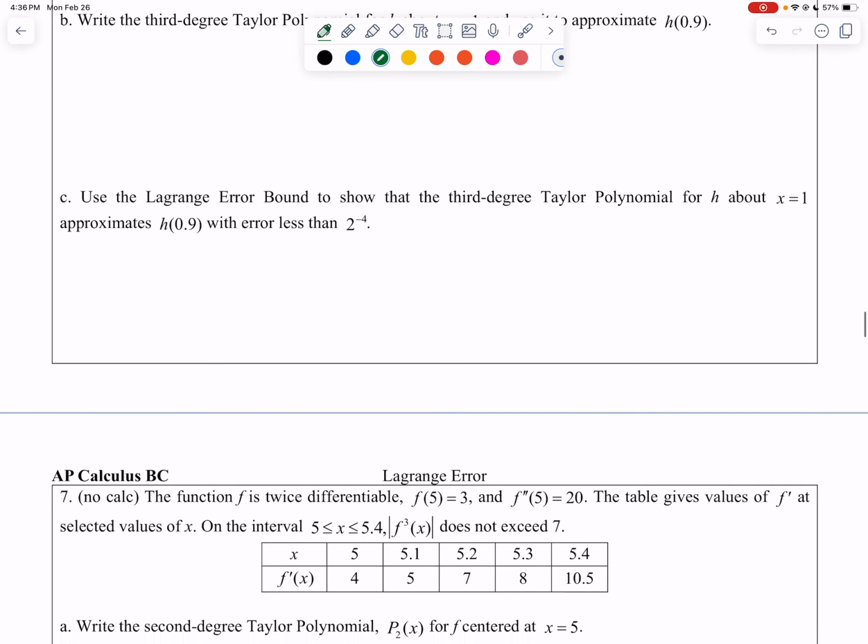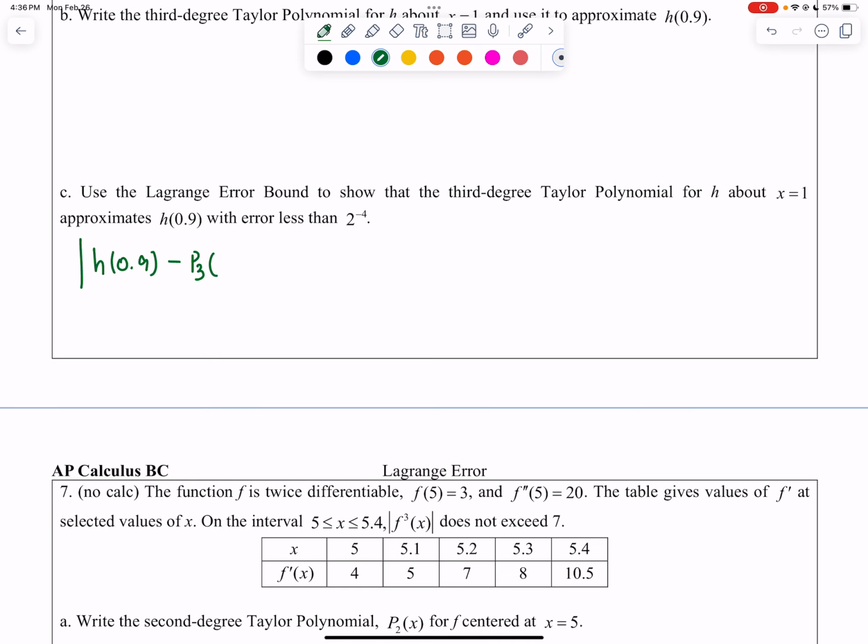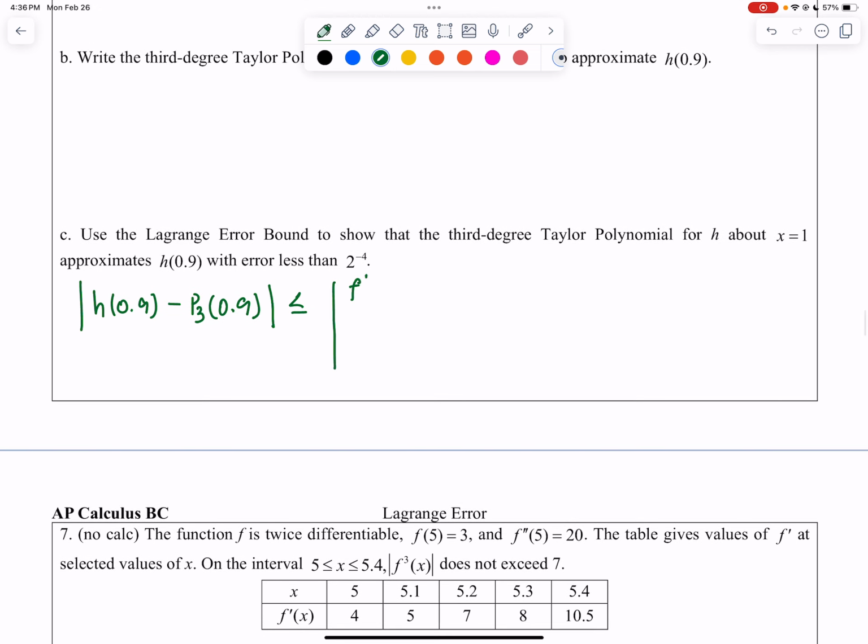Okay, so we have h of 0.9, which is my function. Then we have my third degree Taylor polynomial, that I really don't care about, but it's just there. And then I'm going to get my error. Well, my error, remember, is going to be my next derivative. So that's going to be my fourth derivative at z, x minus c. X is going to be 0.9. C is going to be 1, since that's my center. This is to the power of 4 over 4 factorial.